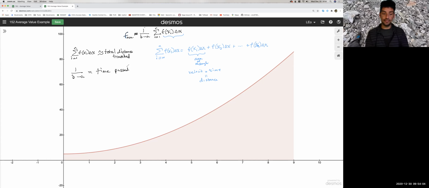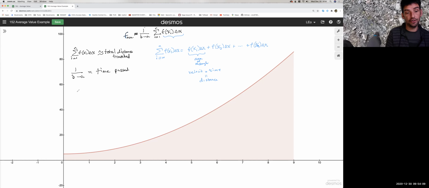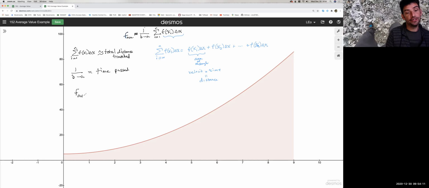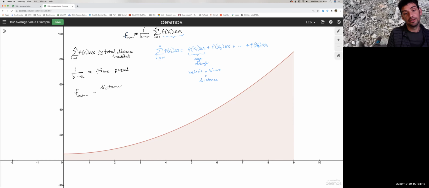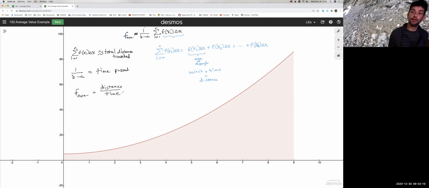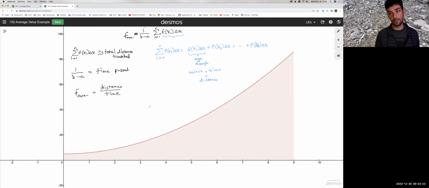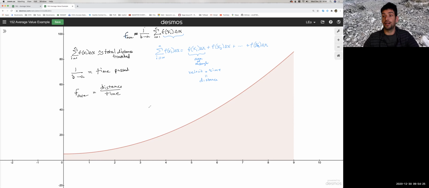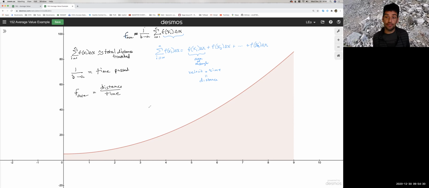Right? This is over 9, from 0 seconds to 9 seconds, meaning 9 seconds have passed. In other words, this f average, we're getting distance traveled divided by time, which is the average velocity, right? Which it should be, that should be no surprise. If we're saying f of x is a velocity function, and we take its average, we're getting an average velocity.